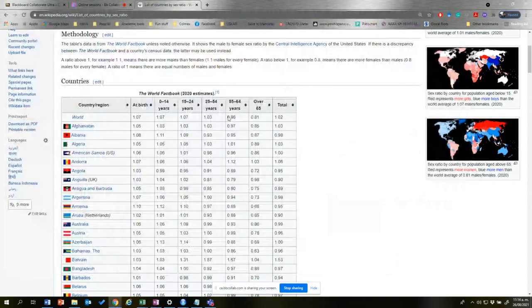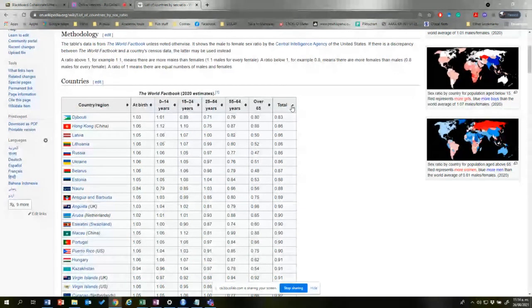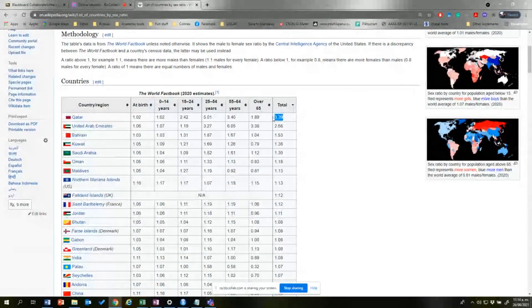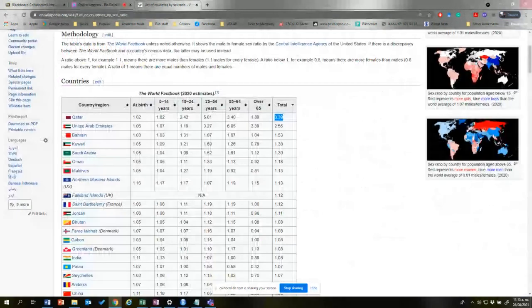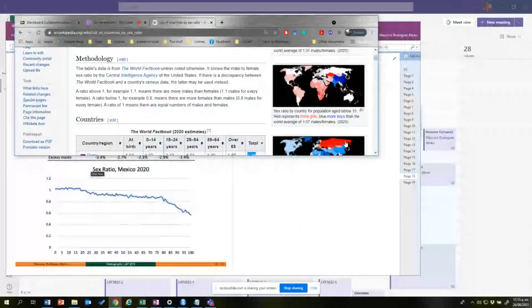So let's see the total. Look what happened. Okay. In the total, for instance, Qatar and United Arab Emirates have a sex ratio of 3.39 and 2.56. So what do you think is happening in there? In 2 seconds, you can answer that. What is happening in these countries that have these crazy sex ratios?